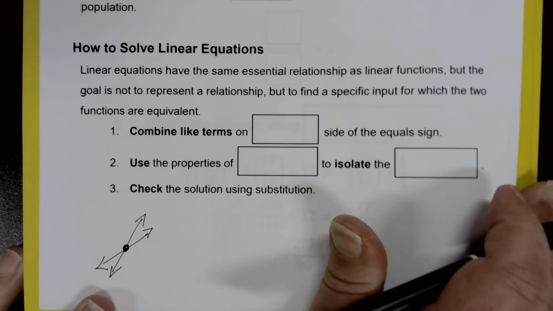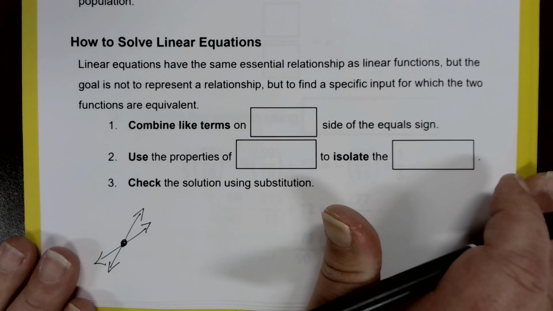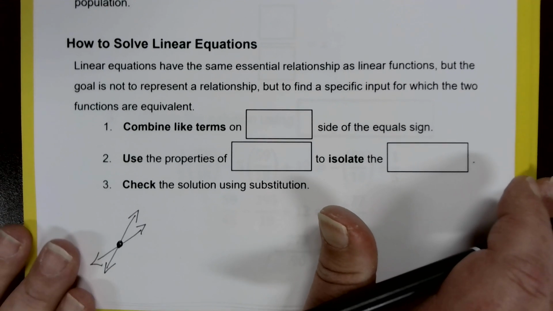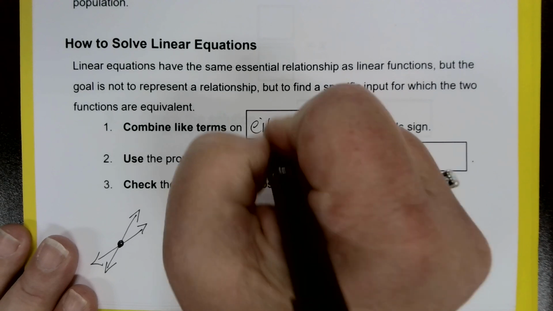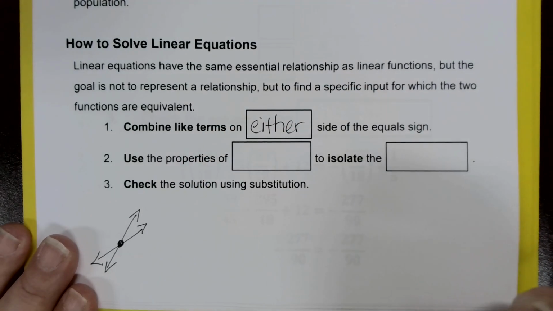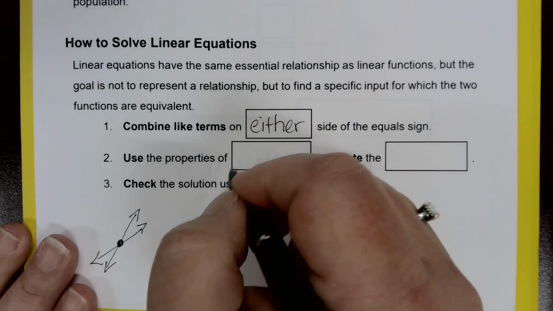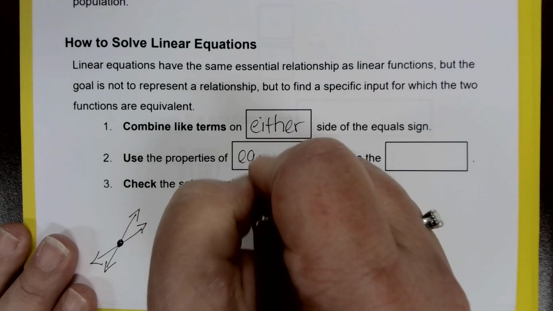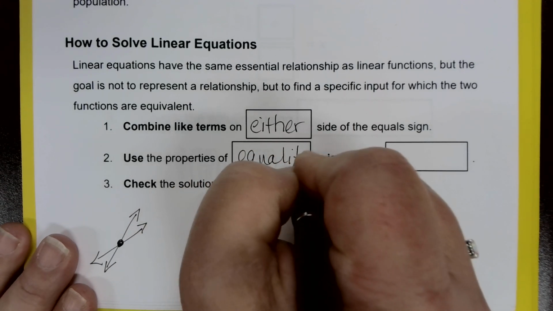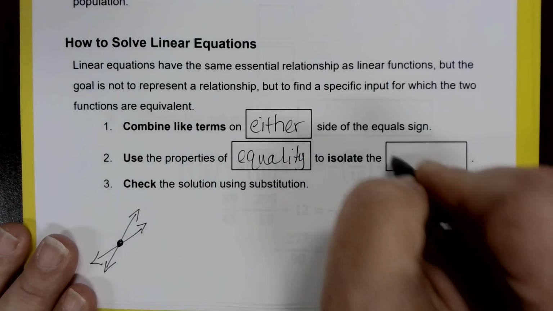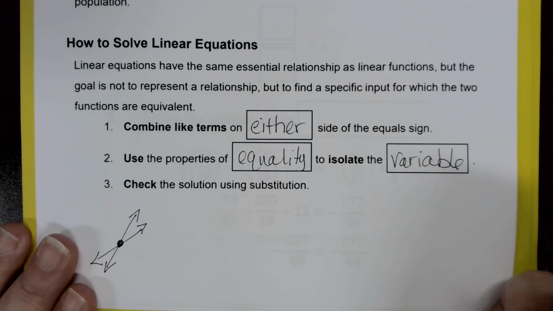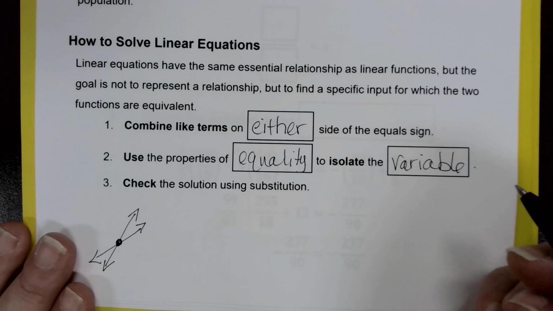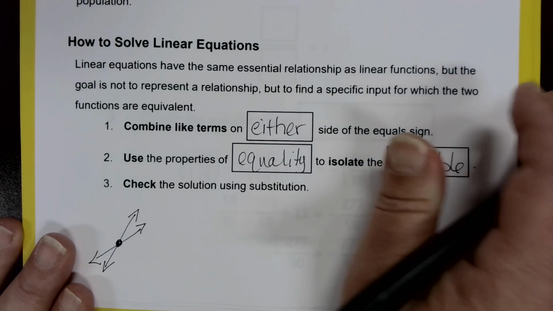That's when they're equivalent. So in order to do this, we combine like terms on either side of the equal sign, and we use the properties of equality to isolate the variable. Then we check our solution by using substitution.